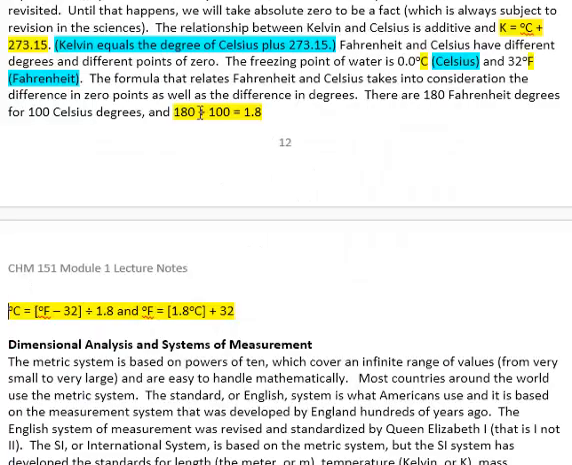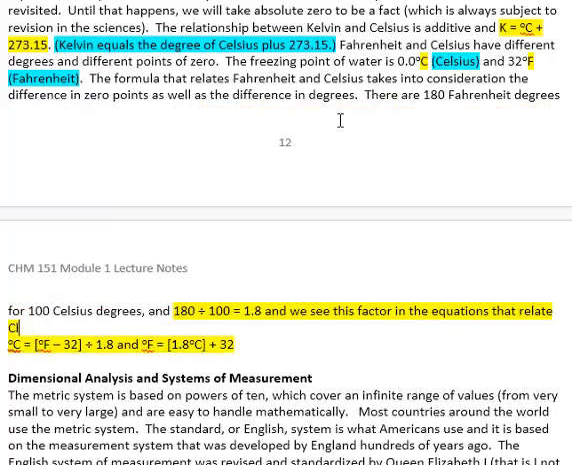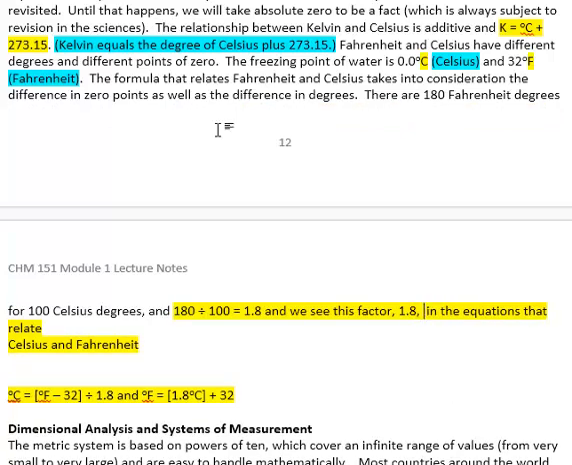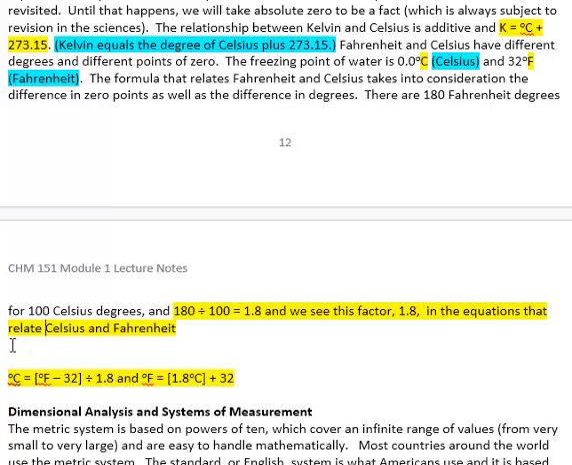And let's see. So I see a problem in these notes. These equations were kind of put together, and that's not correct. 180 divided by 100 is 1.8. It needs to be separated. So let me write, okay, so I changed this, and we see this factor, 1.8, in the equations that relate Celsius and Fahrenheit.